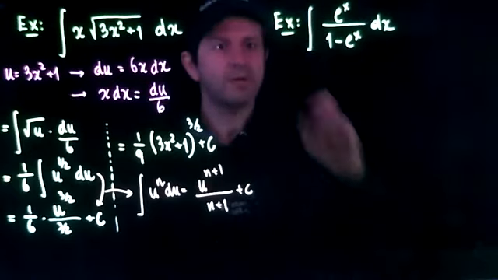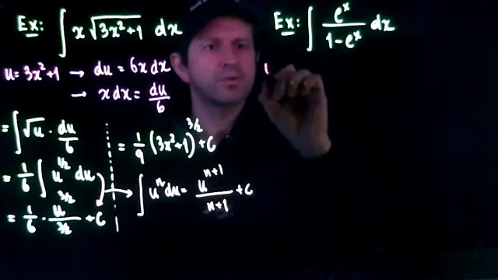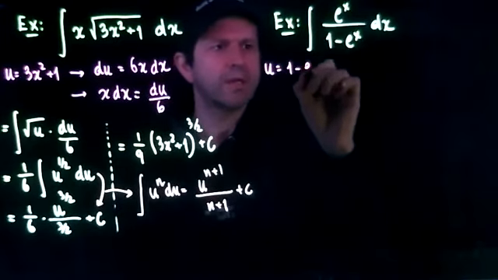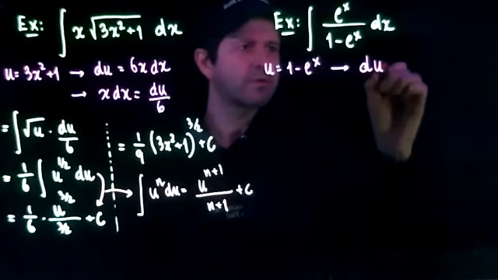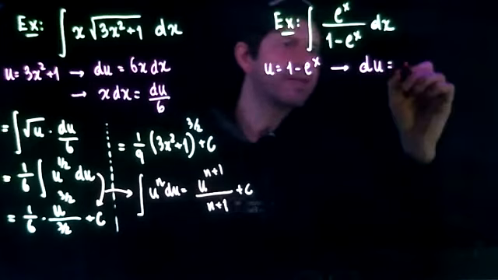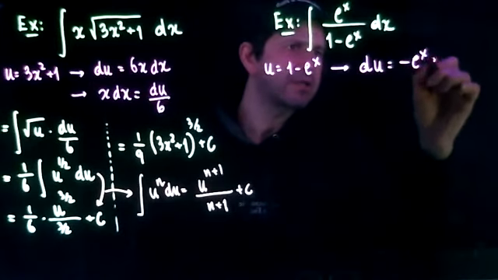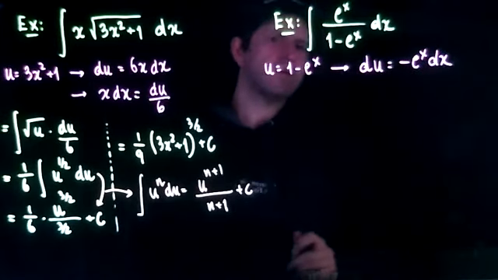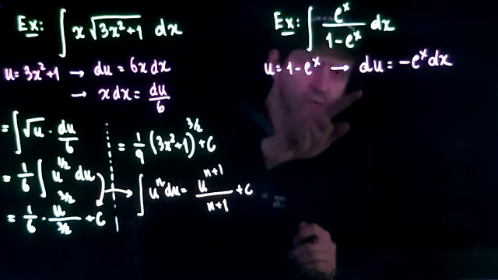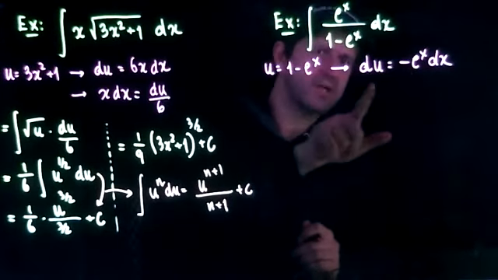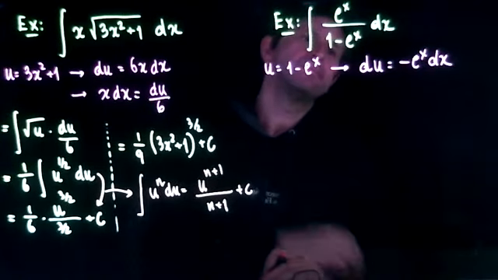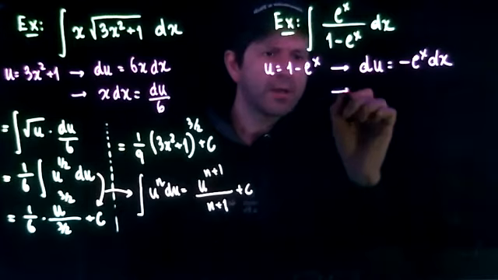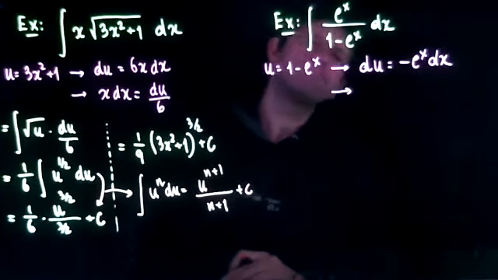Okay, so the denominator. So u is 1 minus e to the x, and so the derivative, du, will be negative e to the x dx. Is that okay? So du over dx is negative e to the x, and I isolate du. Sir, why do we use u as the denominator?